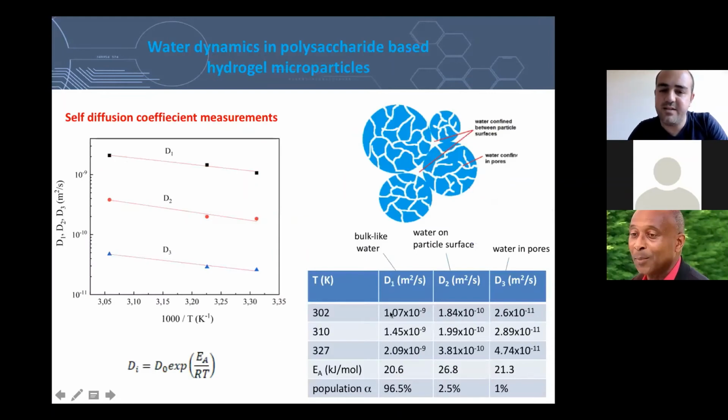We see that the first diffusion coefficient, D1, the first process, has a diffusion coefficient very similar to bulk water. And the second diffusion process is on the scale of 10 to the minus 10 meters squared per second. That is 1 order of magnitude smaller than bulk water. And if we remember our sketch, we can associate this second diffusion process with the water that is diffusing on the surface of the particles.